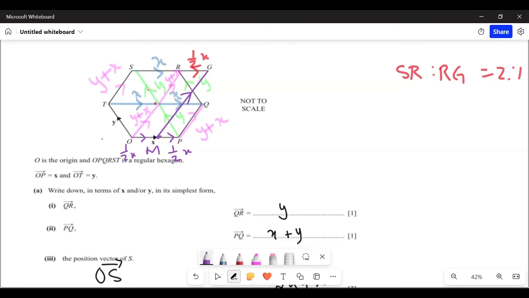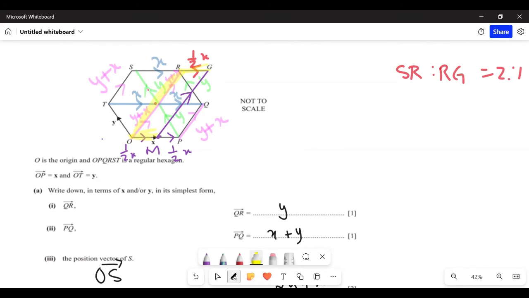If this route is closed, take an alternate route. So I'm going to go from here to M to O, then from here to here, and then from here to here. That's one possible route. So M to O is minus half X. Then O all the way to R would be 2Y plus 2X. And then R to G is going to be half X. Add all of these up, you should be able to get the answer.